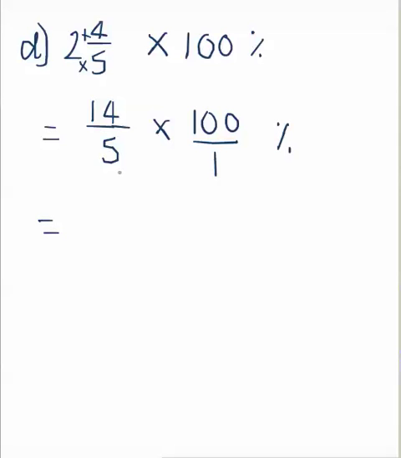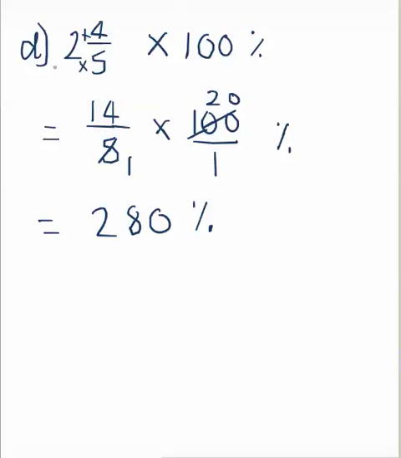Simplify before we multiply. I can divide 5 by 5 once. 100 divided by 5 is 20. And then I'm left with 14 times 20, which is 280. And we're left with 280%.